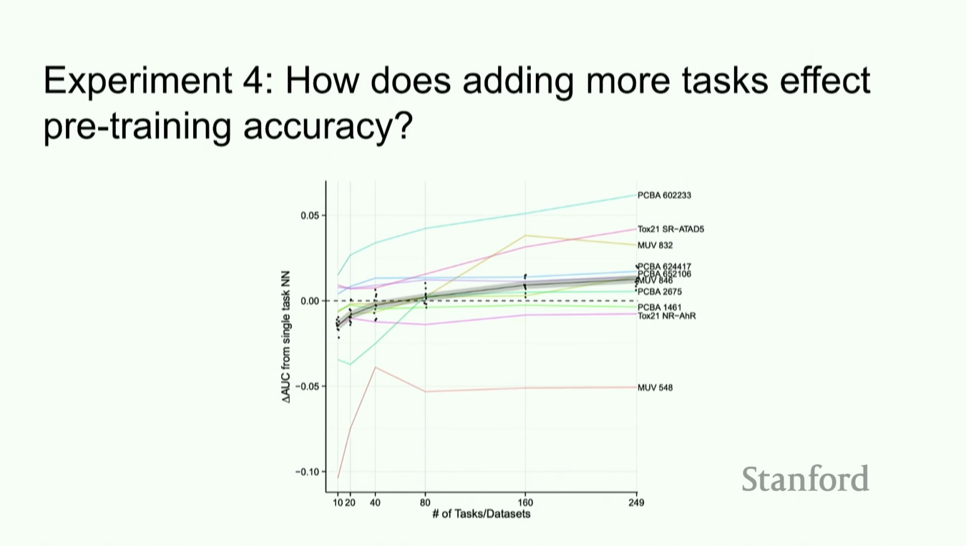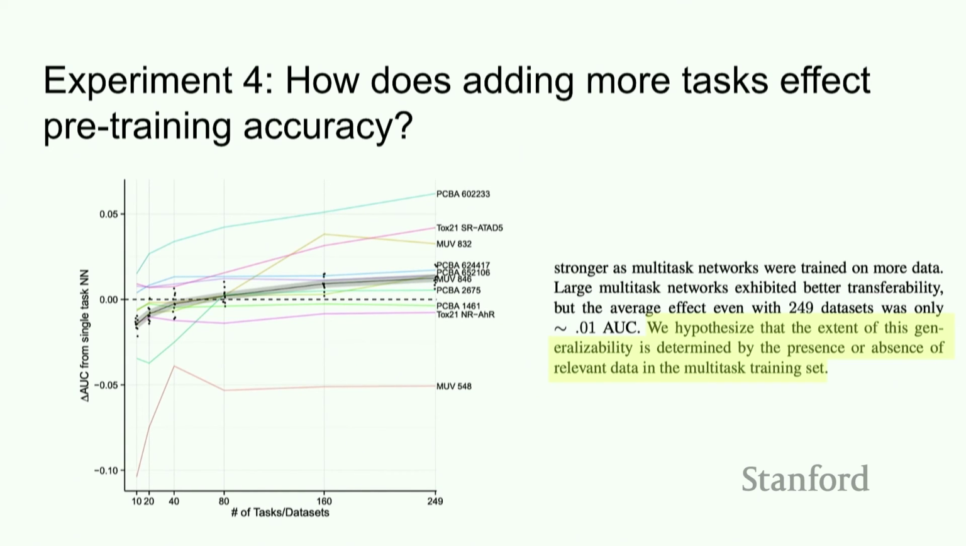And this time, they actually point that out and say, we hypothesize that the extent of this generalizability is determined by the presence or absence of relevant data in the multitask training set. And this is the only analysis they give of this, which I feel is kind of an obvious statement, that if you're pre-trained on something, then it matters how relevant the data that you're pre-training on is. And really, I'd have liked the whole paper to be addressing this point, that how do we decide if data is relevant or not? But they don't. They just say that sometimes it'll hurt you, and that's it.